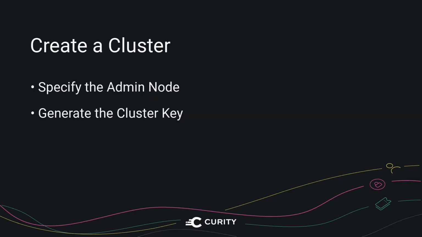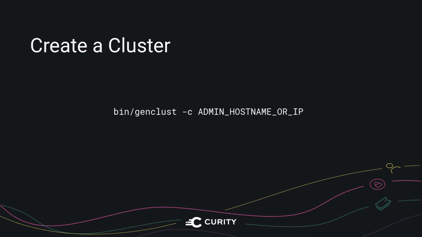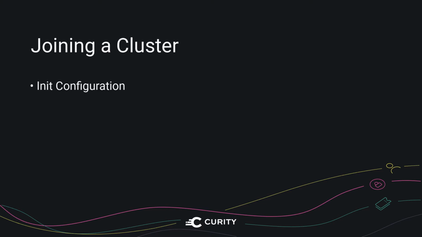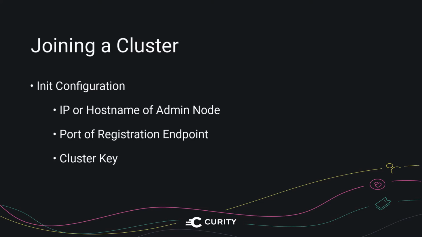When creating the cluster, you simply specify the admin node and create a cluster key that will be used for securing the communication with the runtime nodes. Use the GenClust tool for creating the cluster configuration. To be able to join a cluster, the runtime node needs to start with some initial configuration. That is, it must be able to retrieve configuration from the admin node. Thus, the initial configuration contains at minimum the cluster configuration. In other words, the IP or hostname and port of the registration endpoint of the admin node, and the cluster key used for securing the connection.